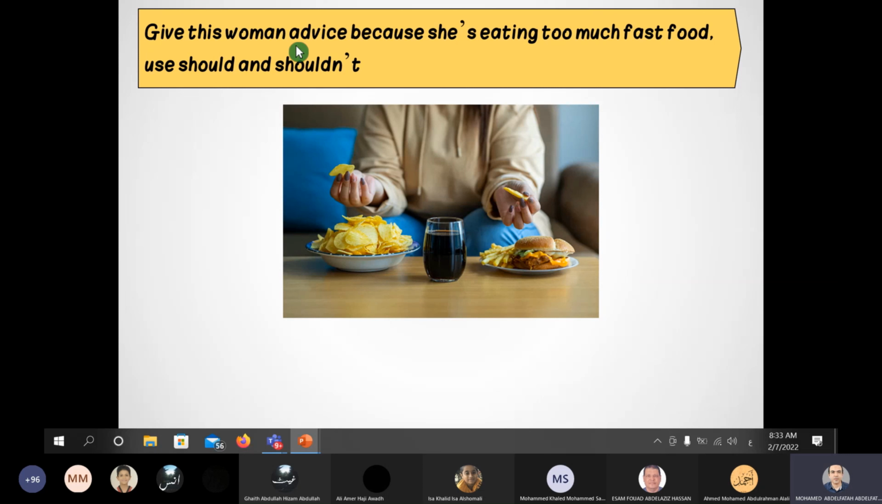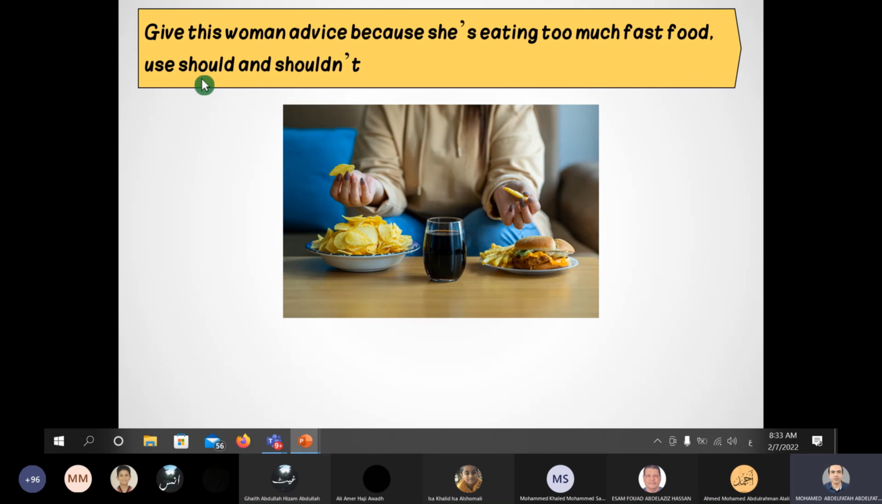Give this woman advice. Advice for what or why? Because she's eating too much fast food. Look here, no fruits, no vegetables, nothing. But she's eating chips. This is not good. She's drinking cola. It's not good. She's having hamburgers. This is not good. So I want you all, my students, to give this woman advice. Why? Because she's eating too much fast food.